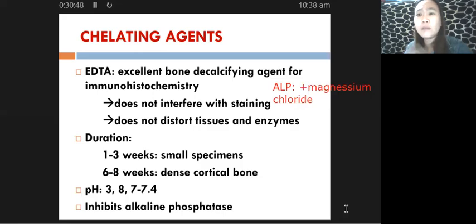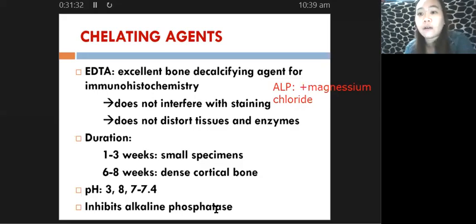So one of the most important factors that we have to consider when using your EDTA solution would be the pH of your solution. In particular, very easy, there are only 3 pH values that you have to be familiar with. We have pH 3, pH 8, and of course, we have pH 7.4. Okay, so at pH 3, calcium binding or cation binding is inhibited.